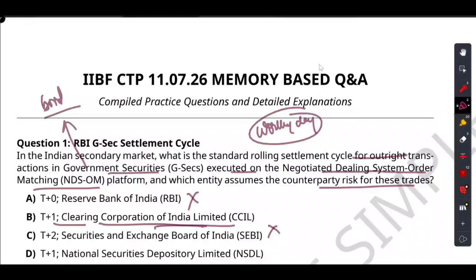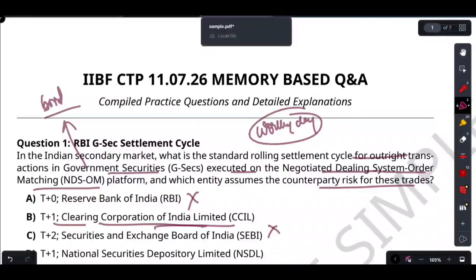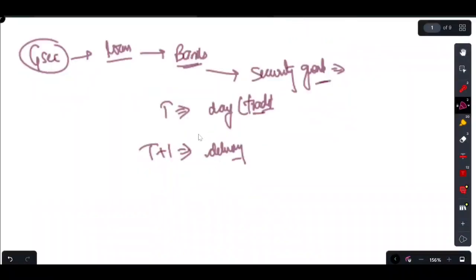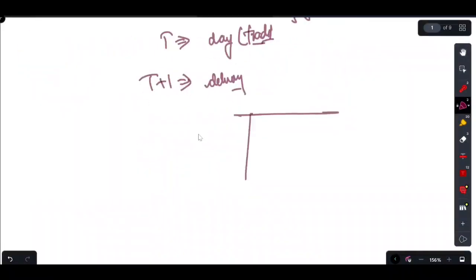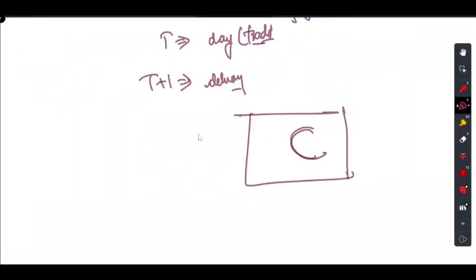To nail this on exam day, just visualize an Amazon Prime delivery box with a big letter C written on it. Think CCIL gives you confidence with 1 day delivery. So CCIL means confidence, T plus 1 means 1 day delivery. Whenever you see a question about who takes the risk for a government bond, look for the confidence of 1 day delivery.